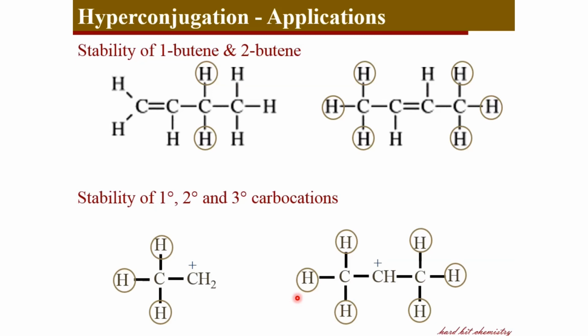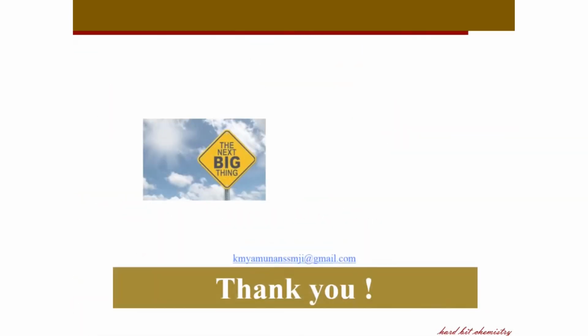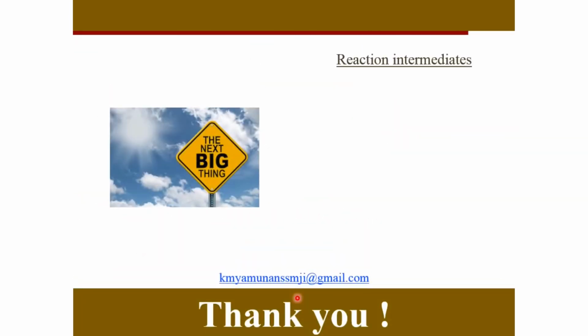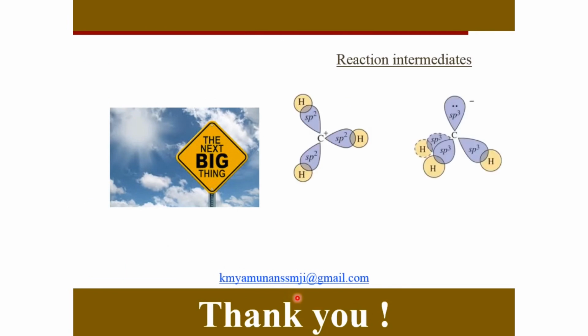Okay, this is all about hyperconjugation: the introduction, the idea of what hyperconjugation is, why it is called no bond resonance, and how to use the idea of hyperconjugation to explain the stability of species. With that, we close this session, and in the next session we will see reaction intermediates, that are carbocations, carbanions and free radicals. And thank you.